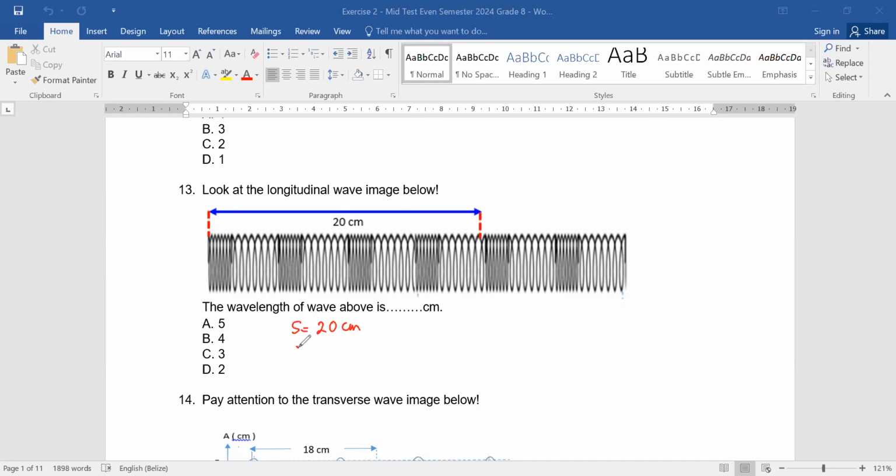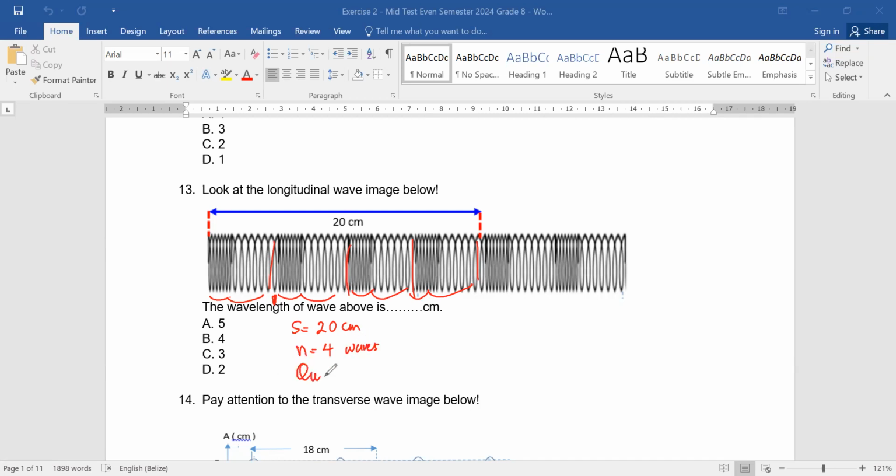We need to know the number of waves that we have on this 20 centimeters. As you know, one refraction, one compression, one refraction, this is already 1. And then one compression again, another refraction, and then one compression, another refraction, and so does this one. So in total, we have 1, 2, 3, 4. So the number of waves that we have is actually 4 waves.